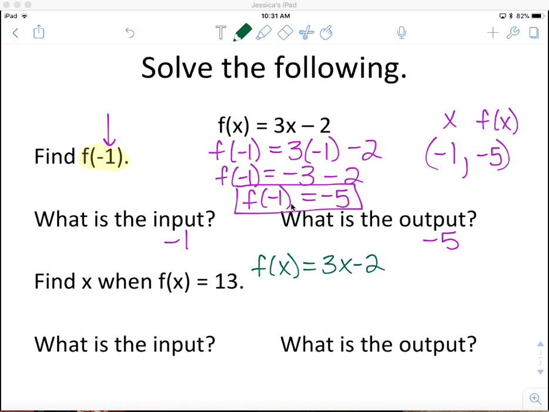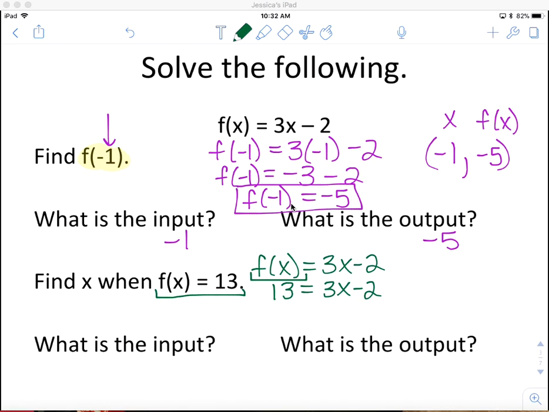And in this case, I don't know what x is, but I know that f of x is 13. In other words, y is 13. So this 13 is out of the parentheses. It's not my input. So instead, this time, I'm going to replace f of x, that whole thing, with the 13.